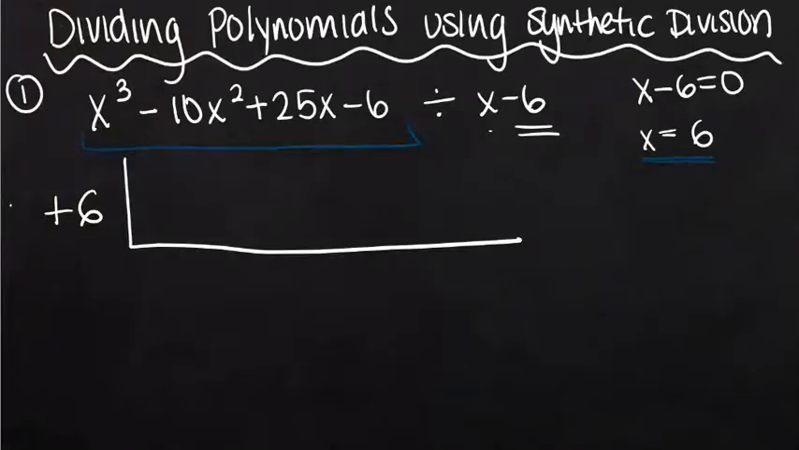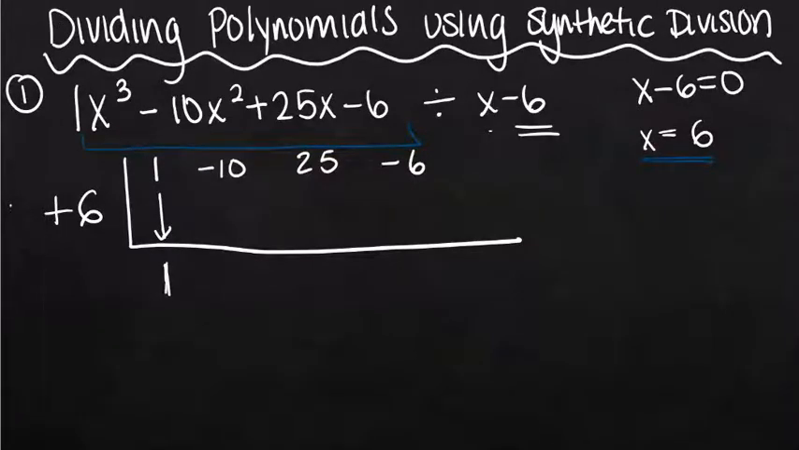And I'm going to take the coefficients from my dividend. So the coefficient of x to the third is 1. So I'm just going to use the coefficients. I have 1. X squared is negative 10. X is 25. And the constant is negative 6. And so when you're using synthetic division, your first term always comes down, or your first coefficient comes down.